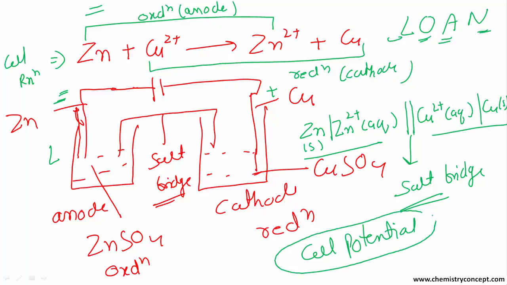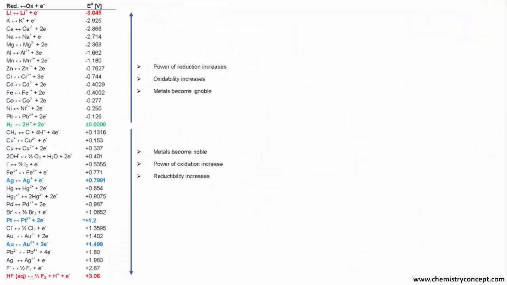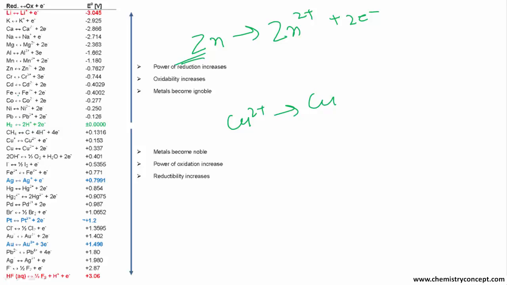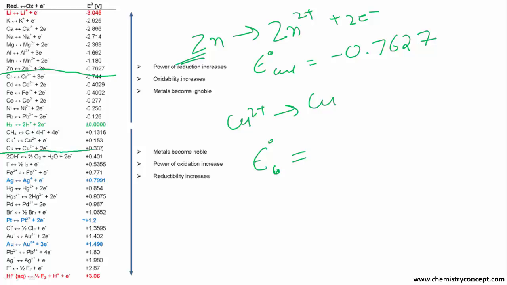Every electrode has some potential, which you can see from the electrochemical series, where all the standard reduction potential values are given. One is zinc 2 positive to zinc, another is copper 2 positive to copper. For the zinc electrode, the value given is minus 0.7627.